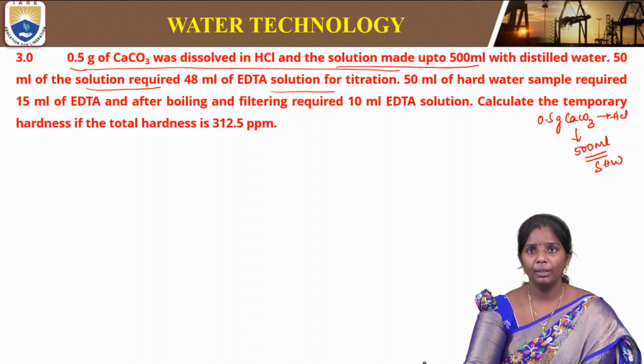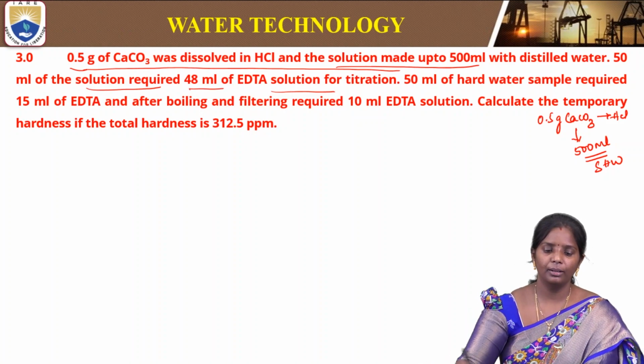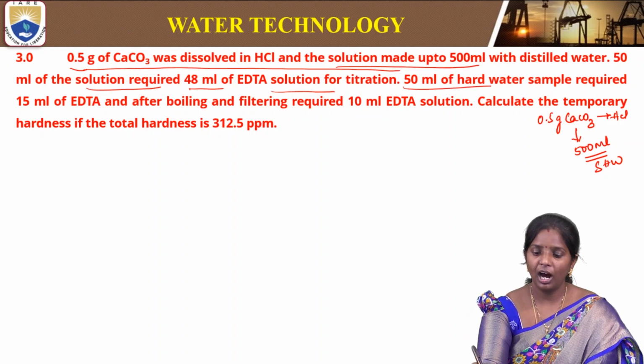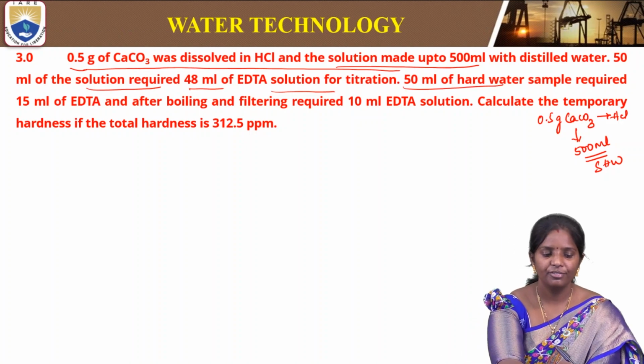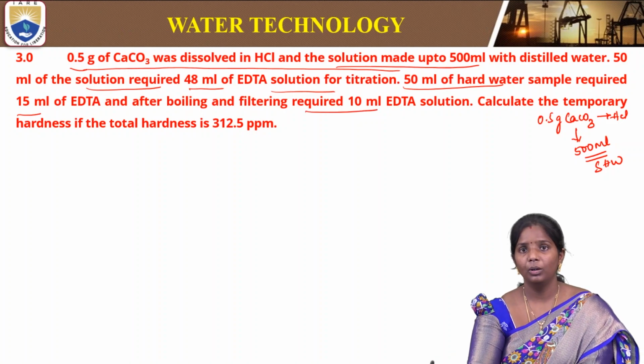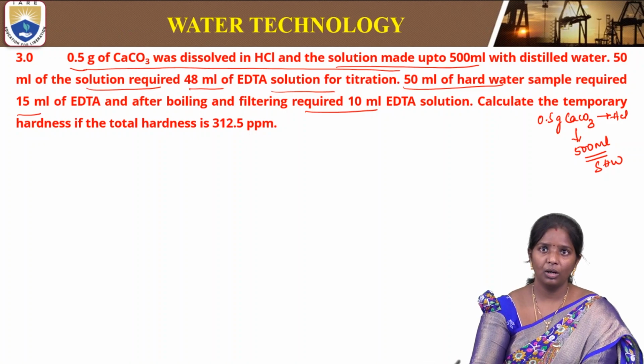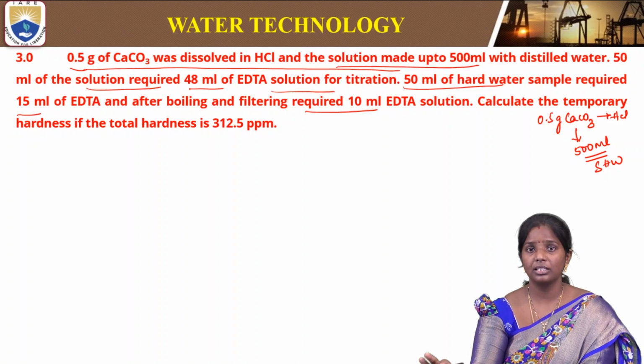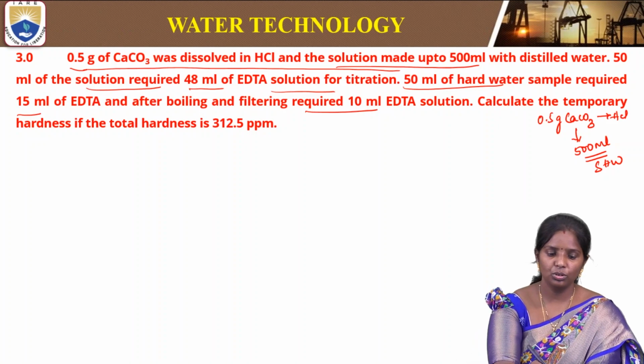That is nothing but standard hard water that we are making. So 50 ml of solution required 48 ml of EDTA. 50 ml of hard water requires how much? 15 ml of EDTA. And after boiling and filtering, only 10 ml. Why is it low after boiling? Because temporary hardness is removed. So now we have to calculate the temporary hardness that is removed after boiling.